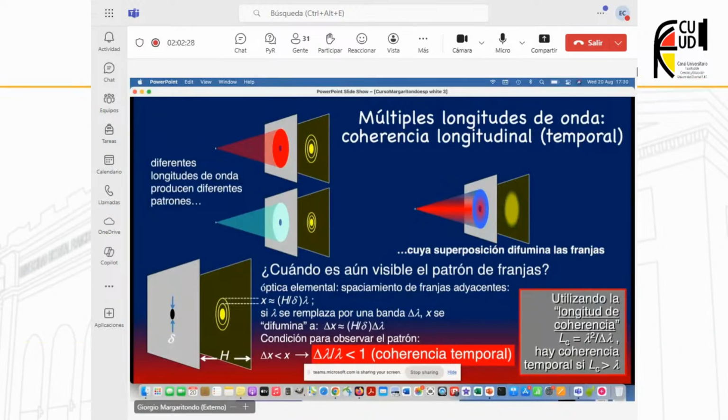And you can see immediately that there is time coherence if the coherence length is longer than the wavelength. Okay, so this is the condition for having the time coherence. Keep this in mind, in particular the fact that in this parameter there is a lambda square, because this is playing a role that we'll discover more a little bit later. Okay, so much for time coherence.